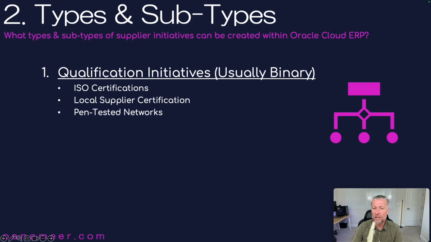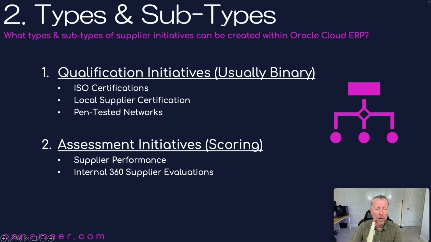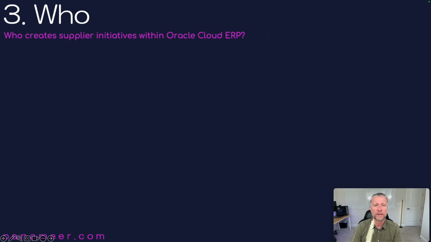Slide 2. What types of supplier initiatives, different word here, can be created within Oracle Cloud ERP? Well, they can be qualification initiatives, so a bit more binary: yes, no, do you or do you not qualify? You see some examples here. Or they can be assessment initiatives. These are a bit more vague. They're usually scored, have a wider range of responses, and are a bit more manual. So think supplier performance or an internal 360 supplier evaluation.